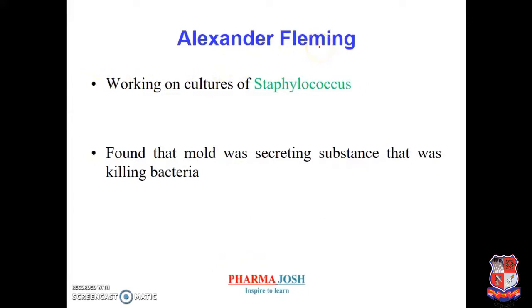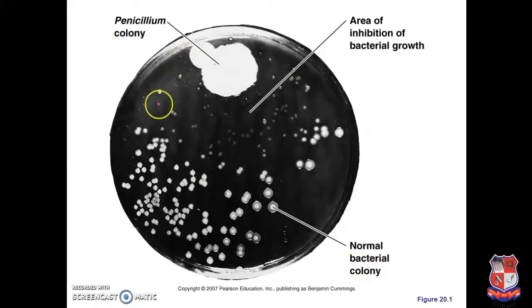What about Alexander Fleming? While working on a culture of Staphylococcus in his laboratory, he found a mold secreting a substance that was killing the bacteria. This was found by Alexander Fleming. Here you can see him showing some observations on his petri dish. This is the penicillin colony, with a zone of inhibition, and here is the growth of bacteria. In between there is no growth, which indicates that the fungus produced the zone of inhibition. This area is the area of inhibition of bacterial growth.